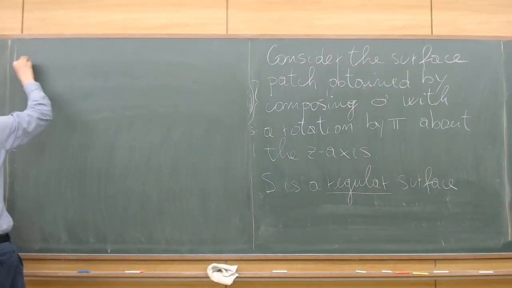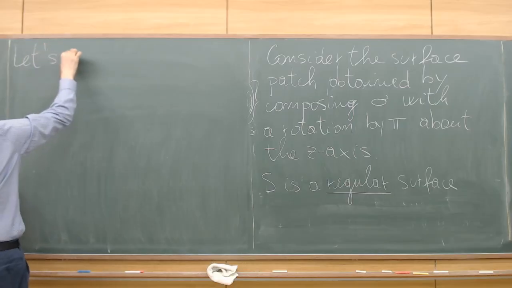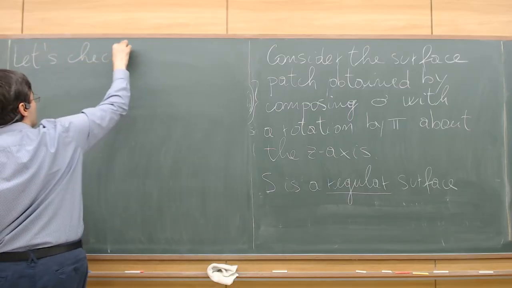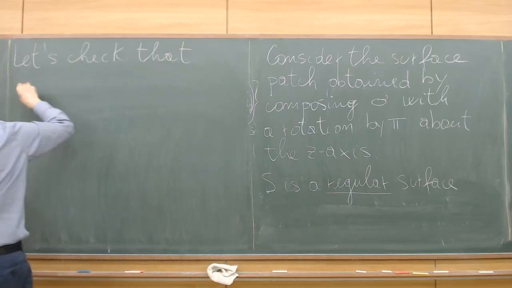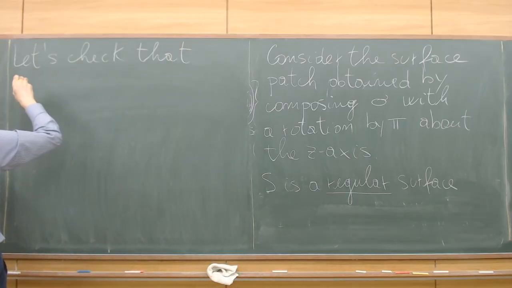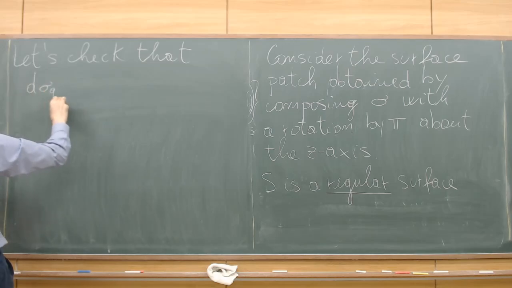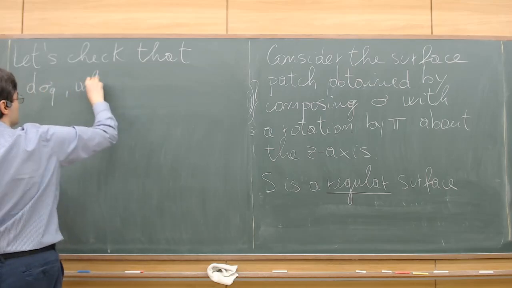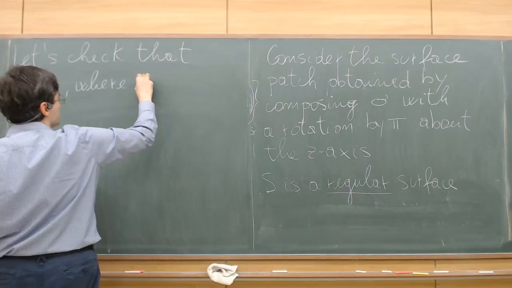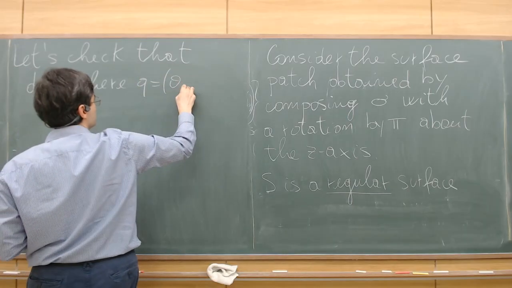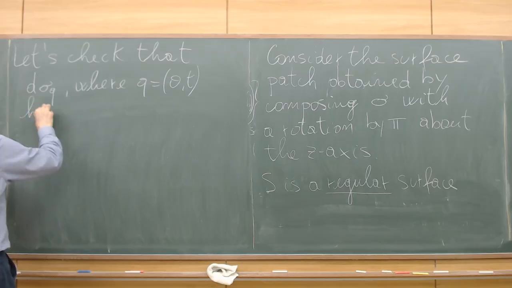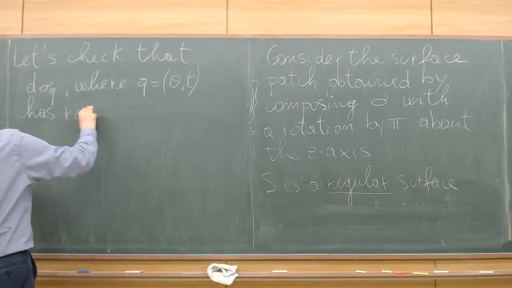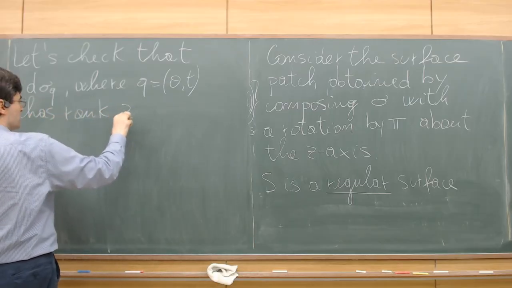So let's check that the differential of sigma at q, where q is a generic point (theta, t), has rank 2.